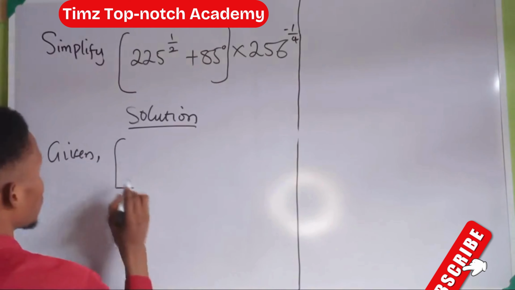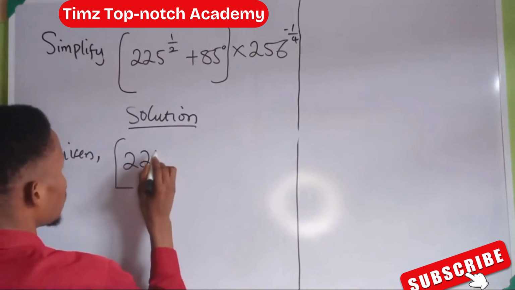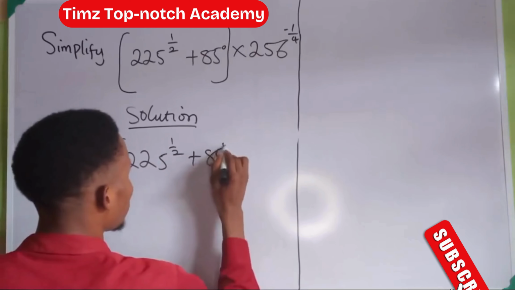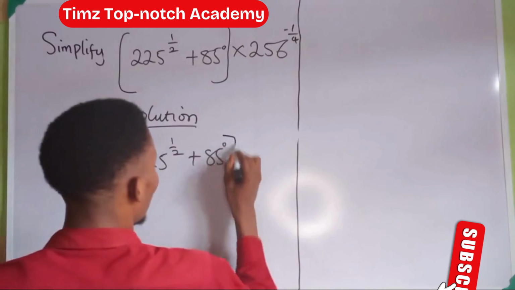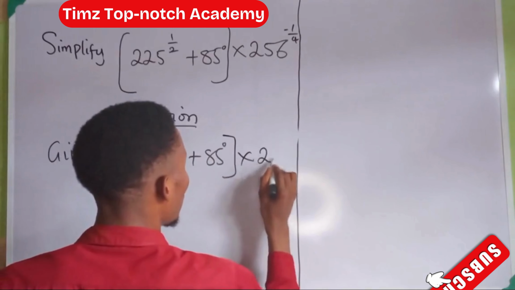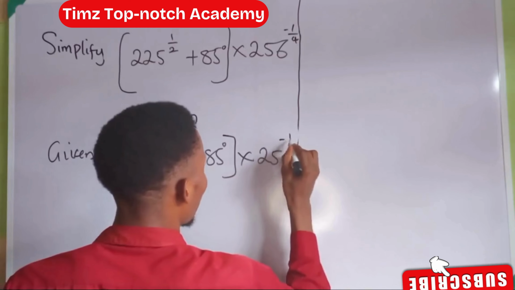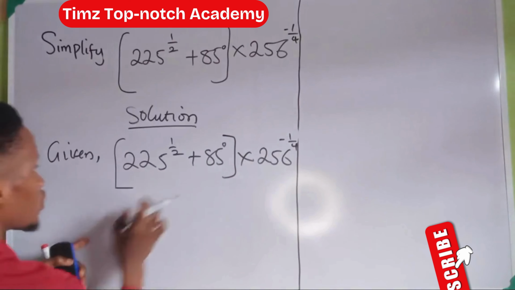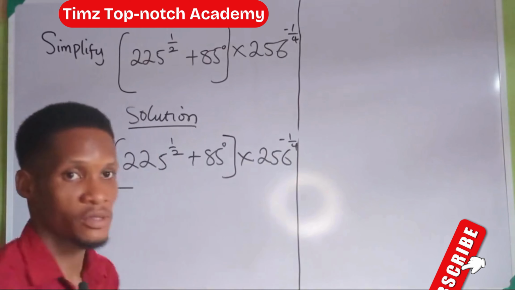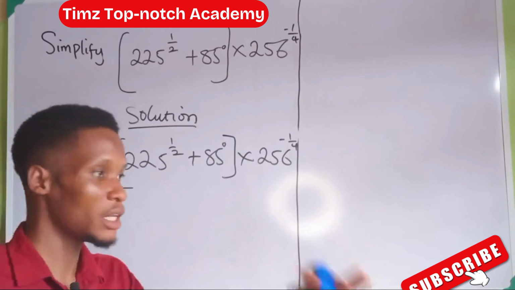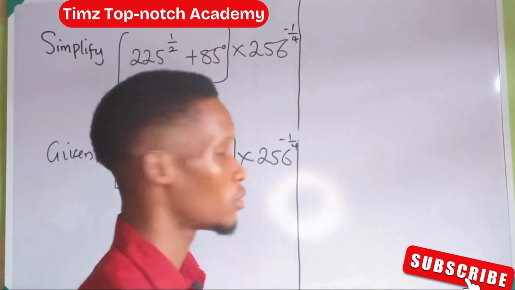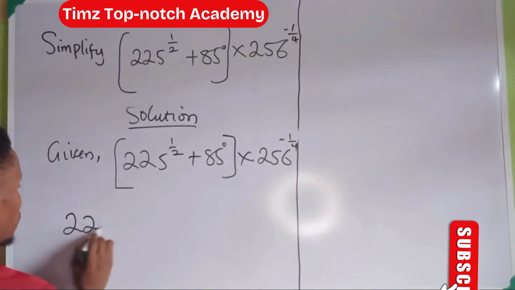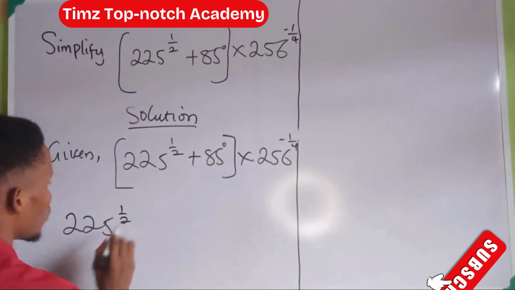Then you repeat what was given, which is 225 raised to power 1/2 plus 85 raised to power 0, then multiply by 256 all raised to power minus 1 over 4. This is what is given. So what you do now is bring each of these out, then solve them. After solving them, the next thing you do is substitution. So first, bring out 225 raised to power 1/2.